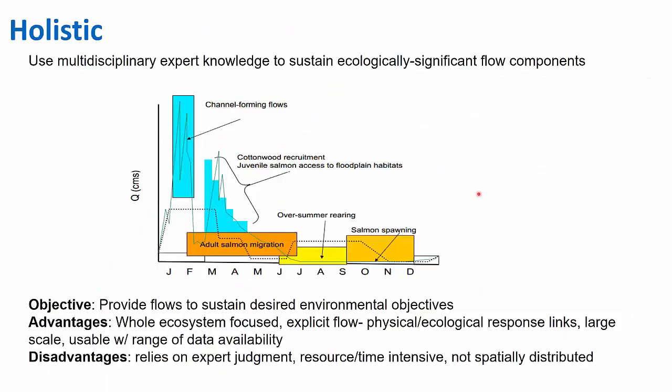The last method is called holistic, and basically in this one what we're doing is what I mentioned. You bring the experts, do some preparation beforehand, and develop a workshop where you try to extract what will be some of the beneficial flows for the environment at given locations that you're interested in, and then try to come up with a regime that will be beneficial for the environment. But this is mostly based on the expertise of people.